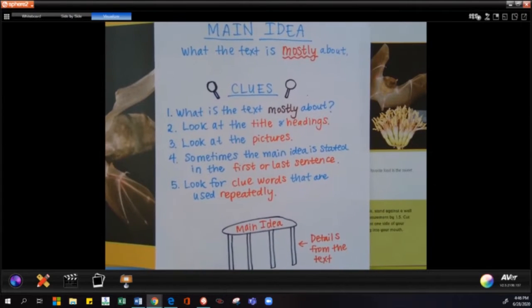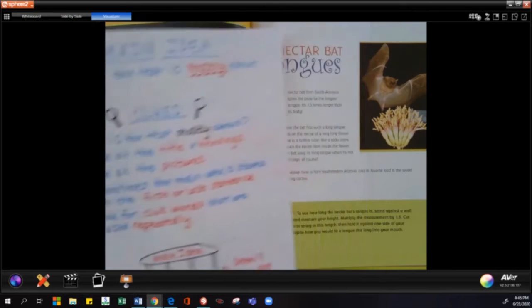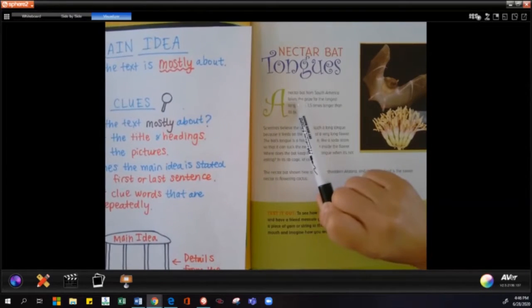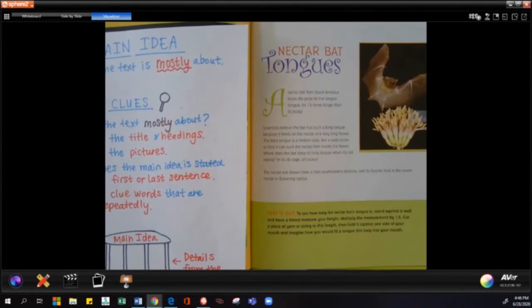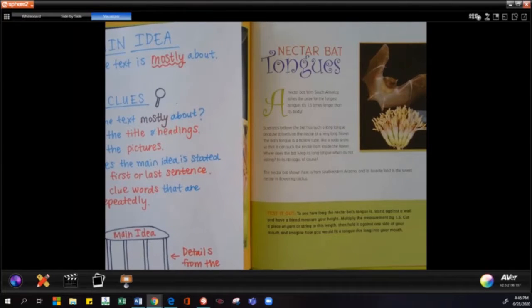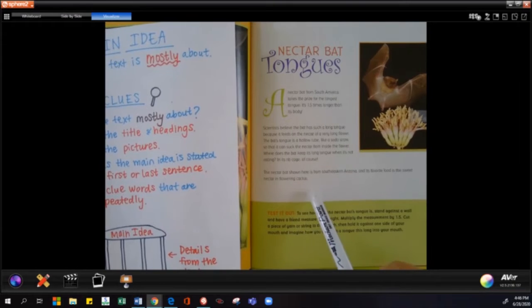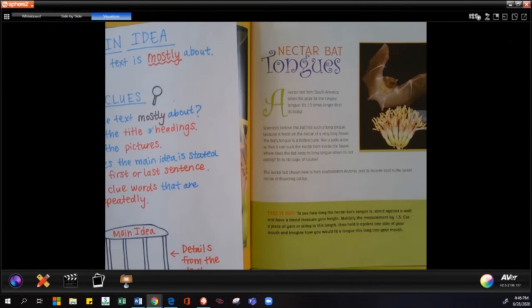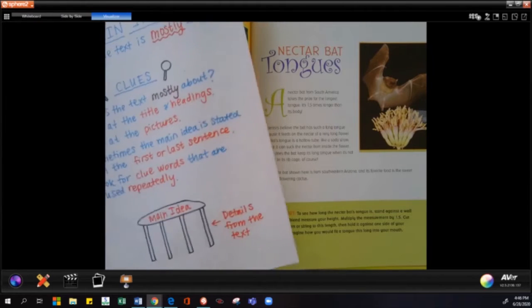Number 4, sometimes the main idea is stated in the first or last sentence. We said only sometimes that works. So let's take a look real quick. A nectar bat from South America takes a prize for the longest tongue. Okay, it's about tongue still. And then looking at the very last sentence, the nectar bat, hey, same nectar bat.